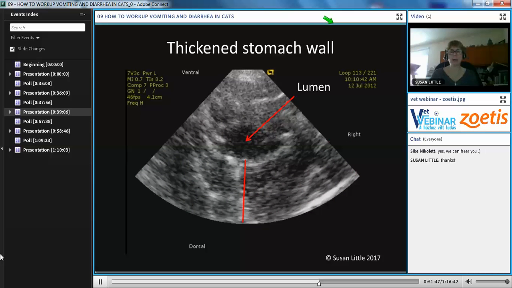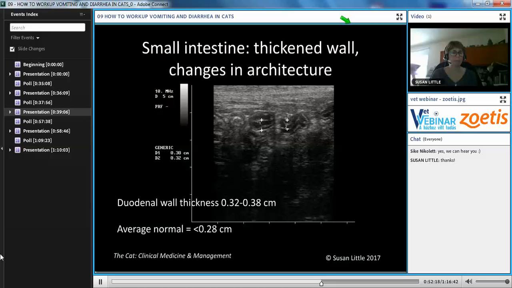But first, let's just look at a couple of cases. So this was a chronic vomiting cat, and when we did abdominal ultrasound on her, this is the lumen of her stomach, and this is the thickness of her stomach wall. So there's a massively thickened stomach wall, and we typically would see that in cases of neoplasia, for example. So that might not give us the diagnosis, but it certainly narrows our differential diagnosis list down, and it's going to tell us what the next step is to get a specific diagnosis for that patient.